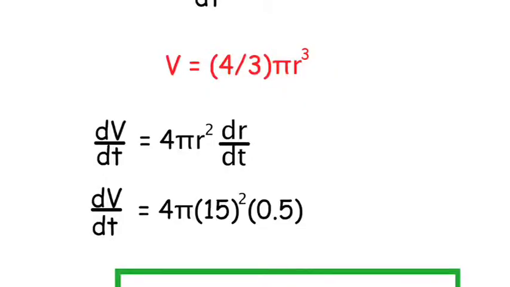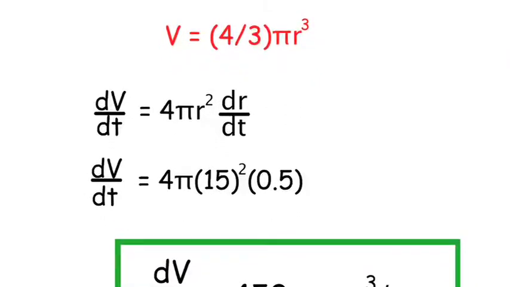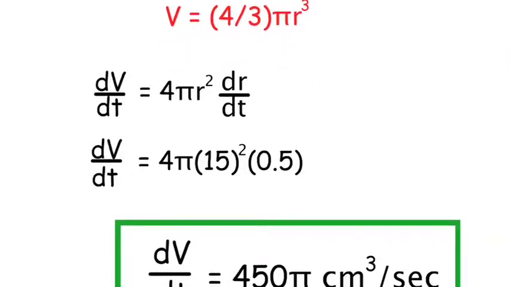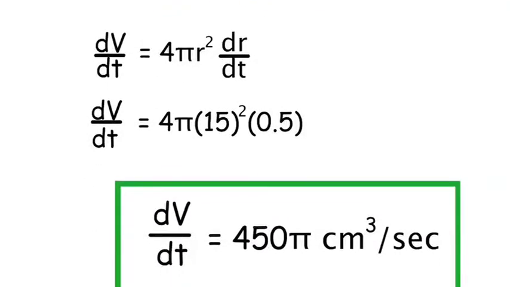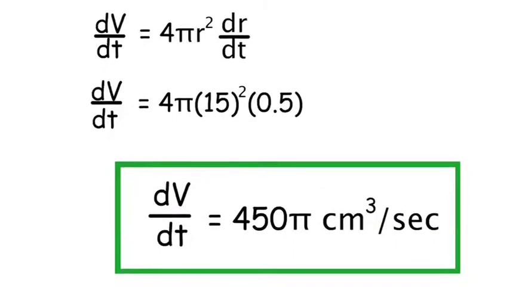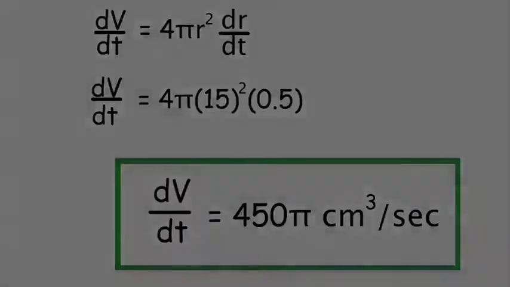So then after that, all you have to do is plug in the values that you know, and from there it's just extremely straightforward, because you know that r equals 15 and that dr/dt equals 0.5. So plug them in and then just multiply through and you have your answer. And so in this case, the answer is dV/dt equals 450 pi centimeters cubed per second, and that is how fast the volume is changing.